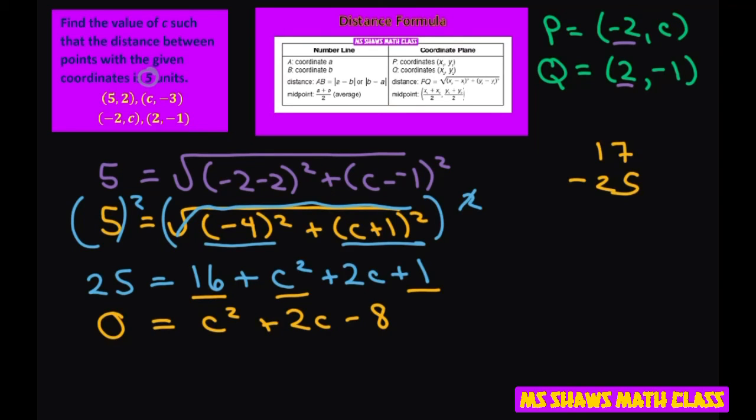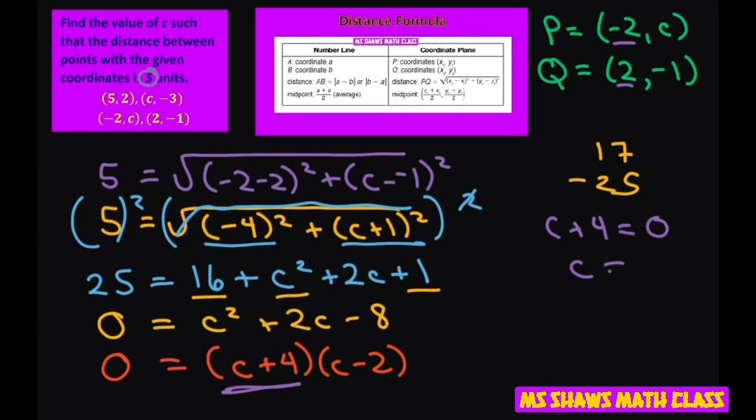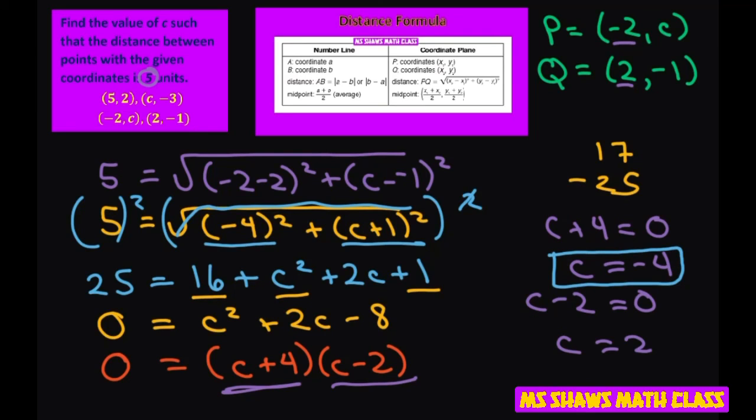Now, let's go ahead and factor this. You get 0 equals (C plus 4) times (C minus 2). And you set both of these pieces equal to 0. So for this one, you have C plus 4 equals 0, so C equals -4. And for this one, you have C minus 2 equals 0, so C equals 2. So you have two separate solutions for this. Both of these work. If you plug them in, you will get the distance equals 5.